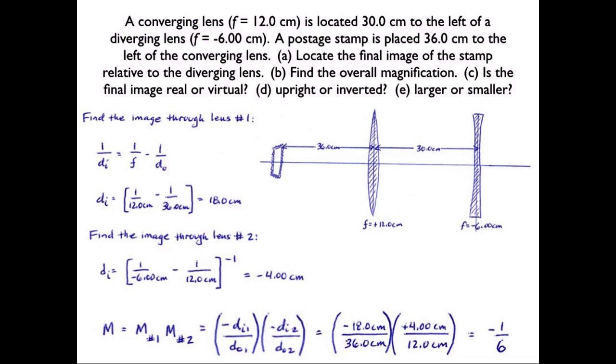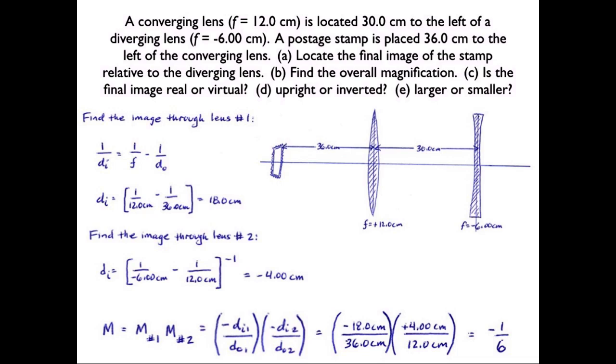And this is a real image, like we get when we produce an image through a converging lens when the object is further away from the lens than the focal point. So if that's 18 centimeters from lens number 1, it's 12 centimeters away from lens number 2. And that's what I use for my object distance when I do the same calculation for lens 2. So the focal length of lens 2 is negative 6 centimeters. It's a diverging lens. Minus 1 over the 12 centimeter object distance for lens number 2.